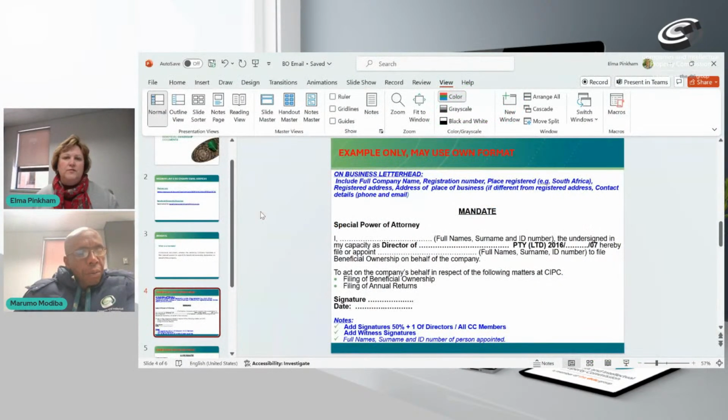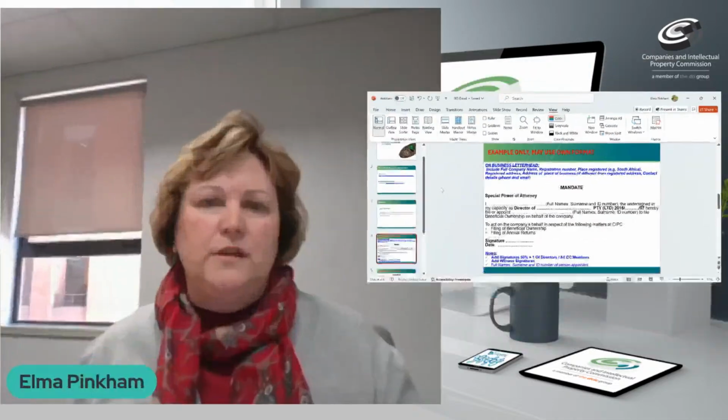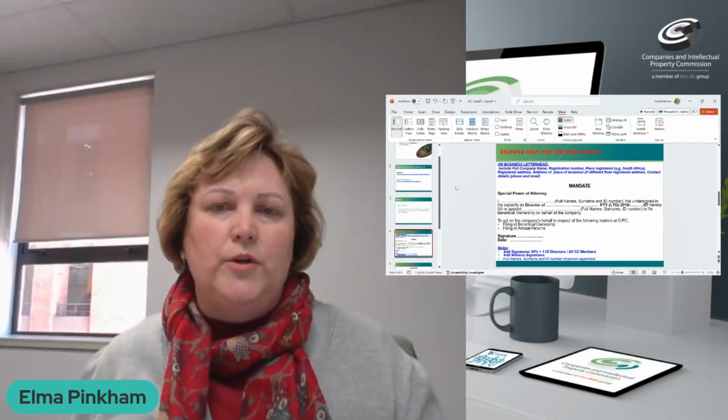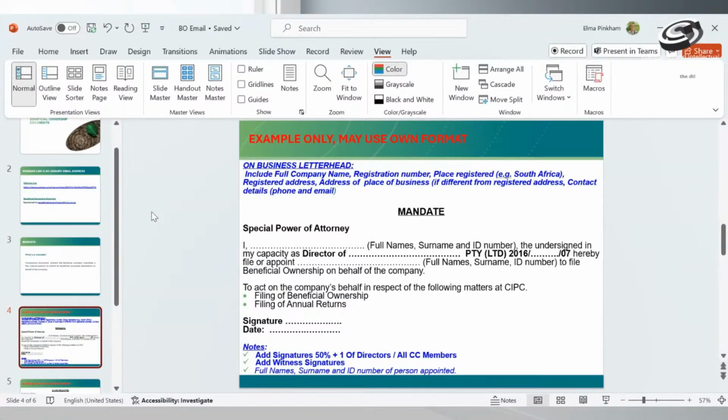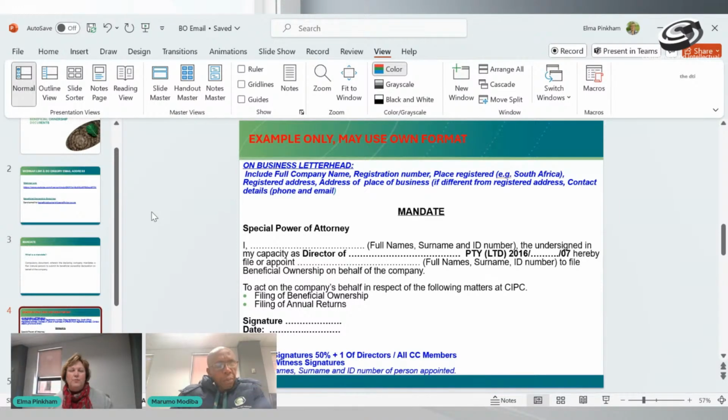So the example here is of a special power of attorney. The person who gives it will complete his or her name in full, the surname and ID number, and then give the name of the company he or she is from and the registration number again. Then he or she gives the name of the person they're appointing to do their beneficial ownership on behalf of the company. They'll usually appoint the person to do both the beneficial ownership and the annual returns for the company. They'll sign it and date it.